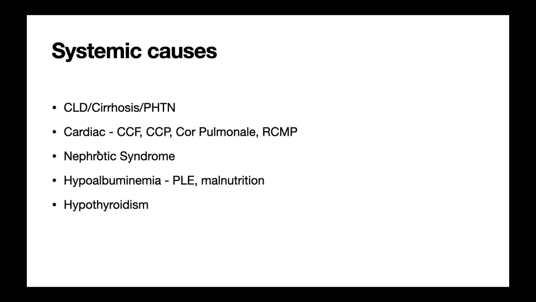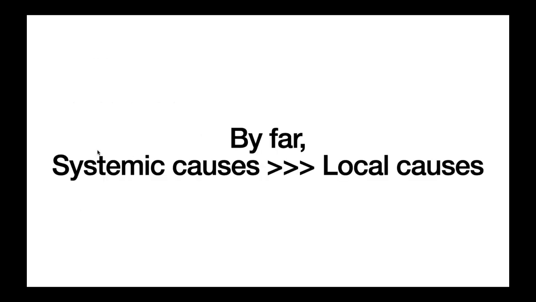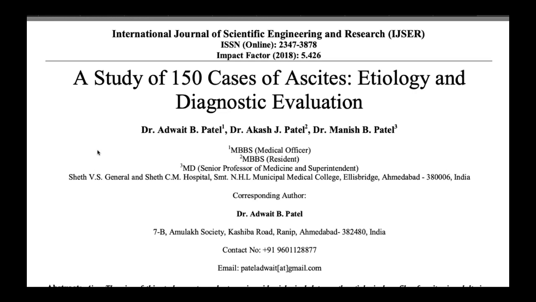Then hypothyroidism should not be forgotten. Hypothyroidism is a very common cause of generalized puffiness and fluid collection. By far, the systemic causes outnumber the local causes. So whenever you see ascites, please first think of a systemic cause. They are much more common. Okay. And this was just a little bit of literature that I'm showing you.